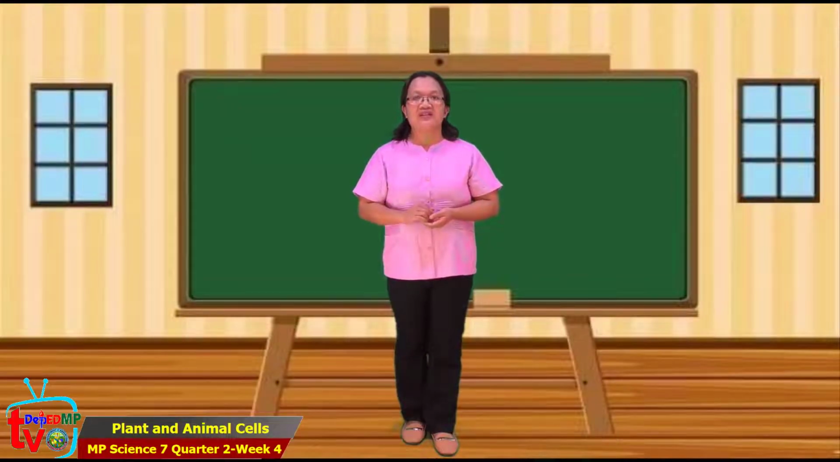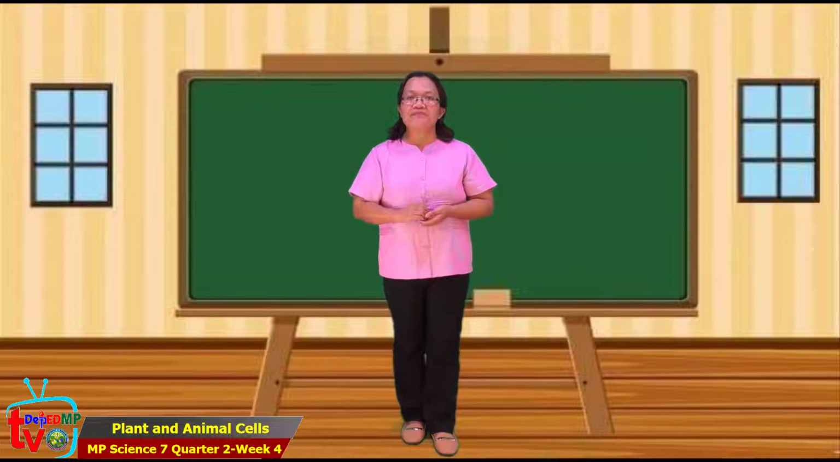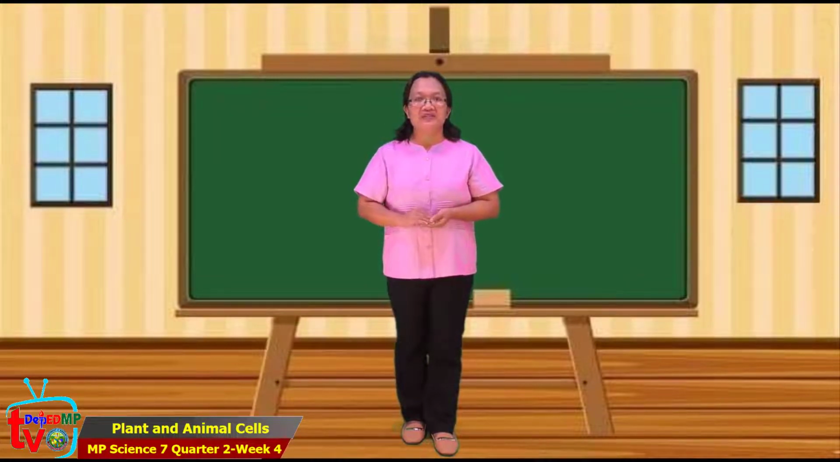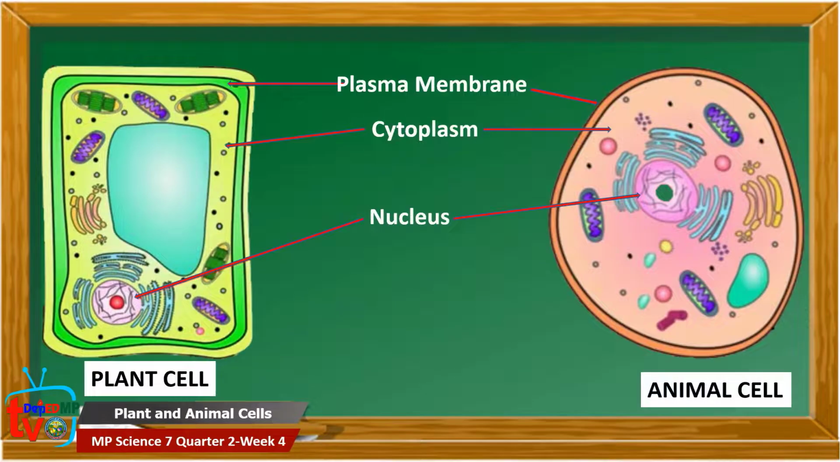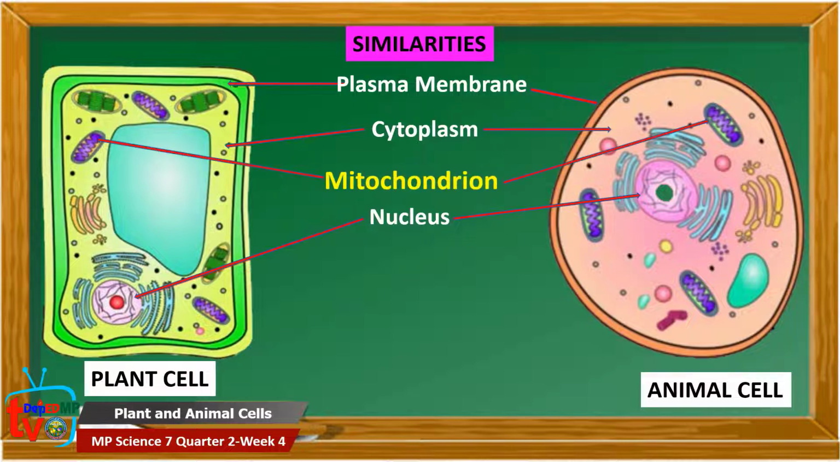What do you think? Are all cells the same? If not, in what ways are they different? Let's take first the similarities of plant and animal cells. Both plant and animal cells contain the following organelles.